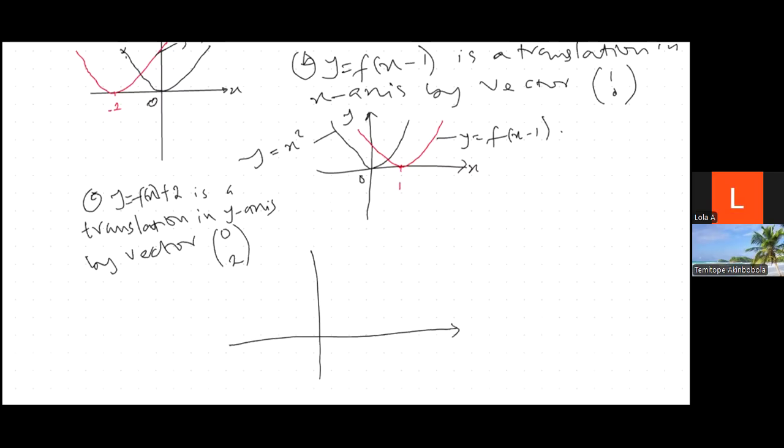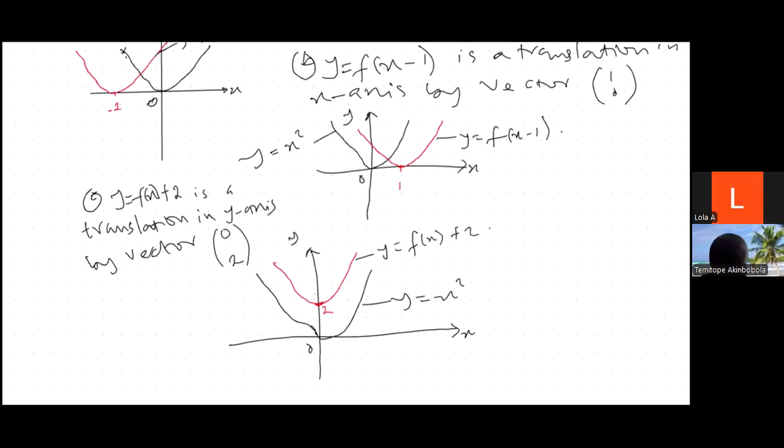This is x, this is y, this is 0. So y equals s squared. That's y equals s squared. Now let me change the color for y equals f of x plus 2. So let's say this is 2 here. So the turning point will shift from 0 by 2 units up. So this will now go this way. So this is y equals f of x plus 2. Hope that makes sense to you. Hello? Yes, sir. Okay.